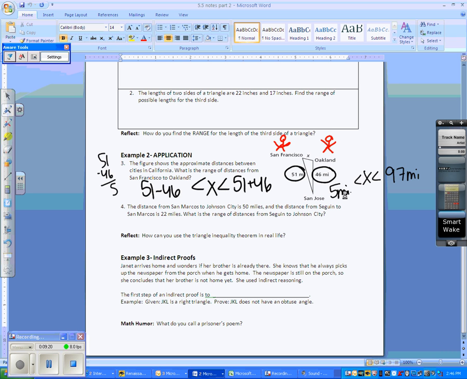So your friends are more than 5 miles apart, so it has to be bigger than 5 miles, but less than 97 miles. So you have to travel either 5.1 miles or 96.9 miles to travel between your 2 friends. Yay! And that's how you can use it in the real world. Try to do number 4 and see, and the reflection, and then we'll do this stuff tomorrow in class. All right, yay for the triangle inequality theorem.